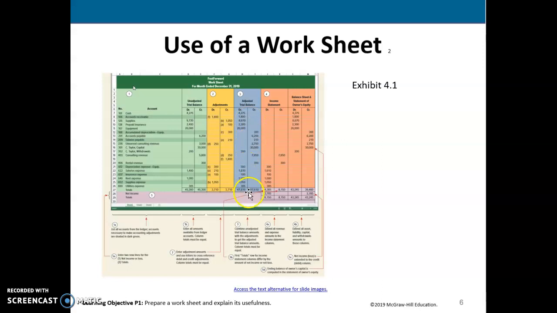We get our totals for each of them. We can see that on all 6 columns, our debits equal our credits so far, and that's what we want to see. Then we're going to figure out what accounts go on the balance sheet.